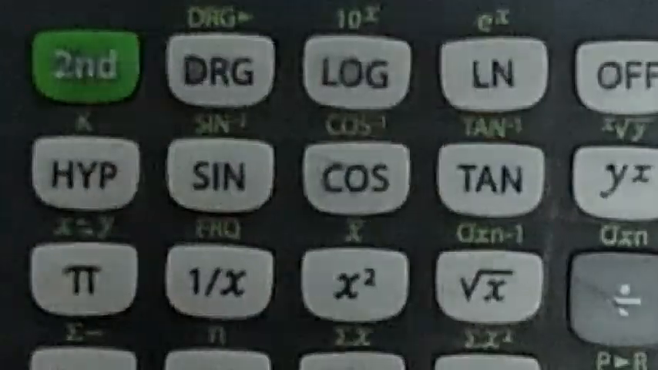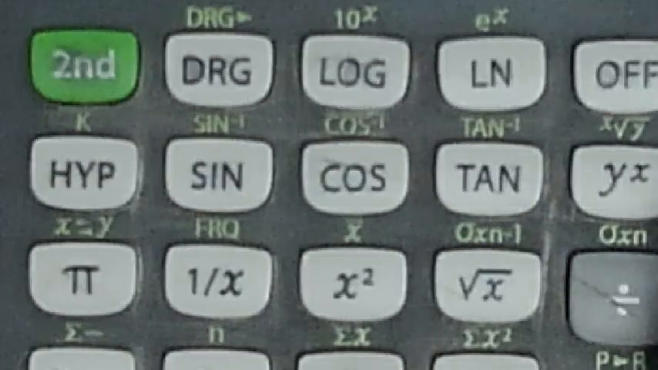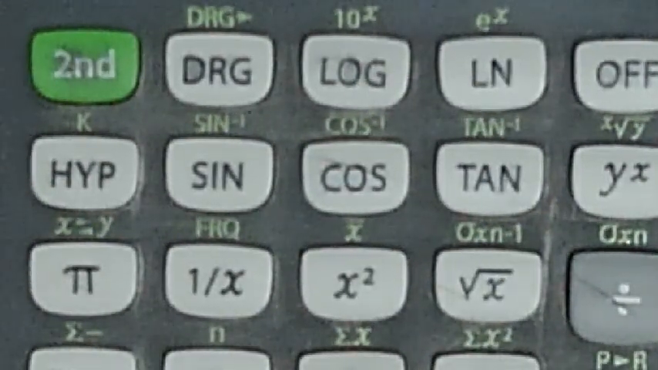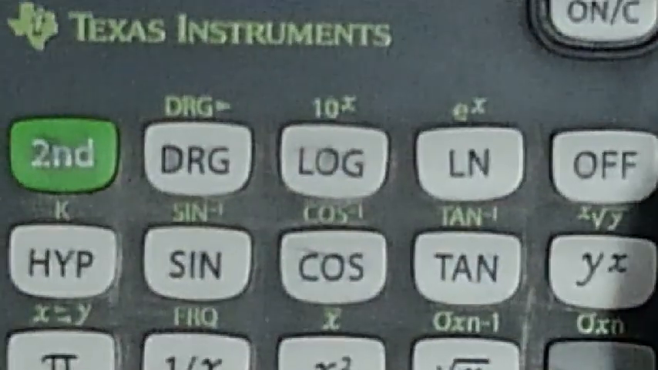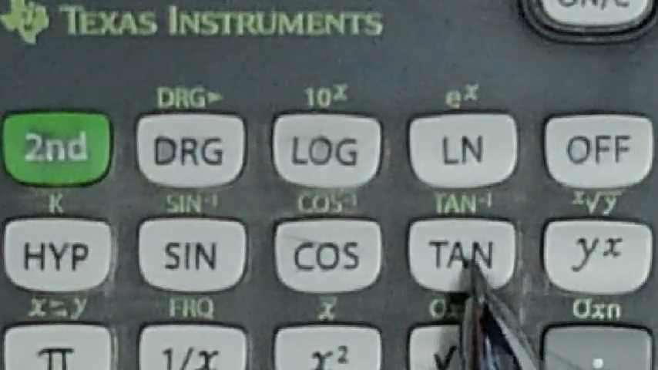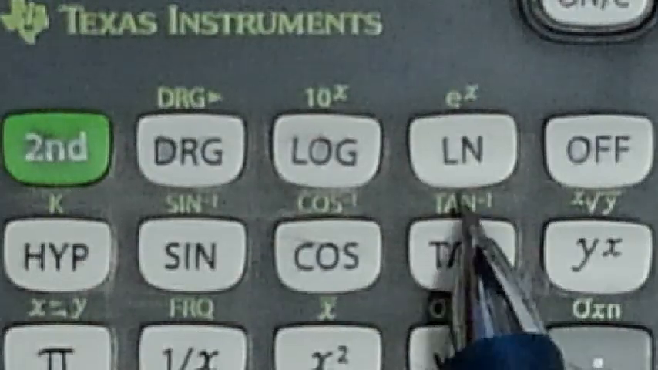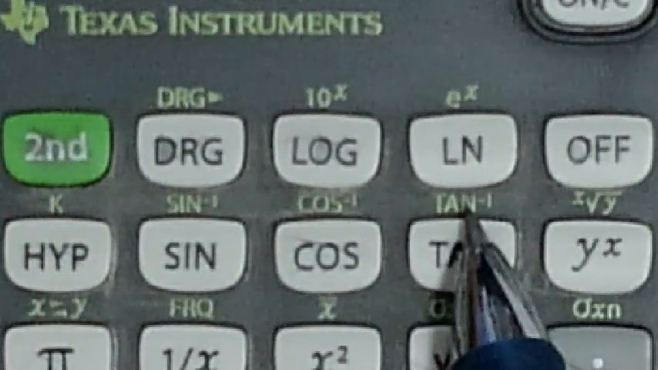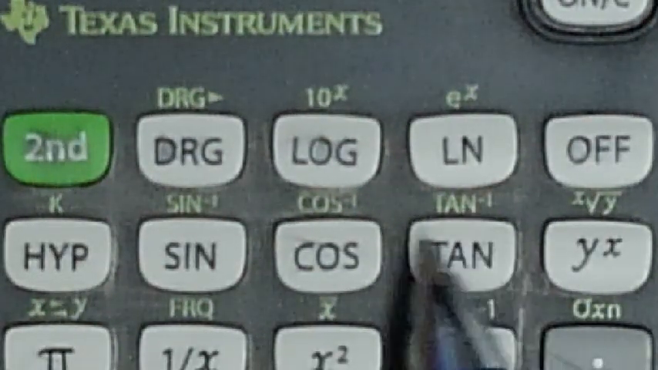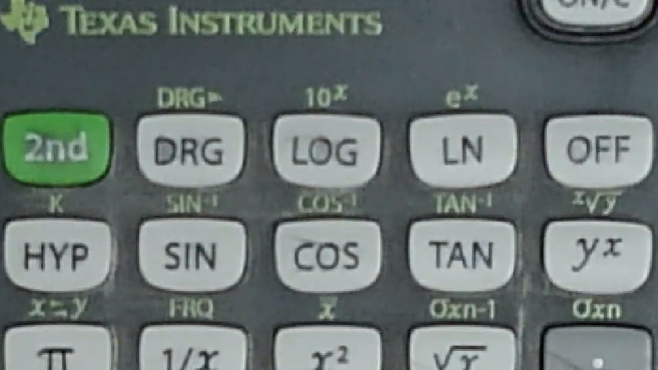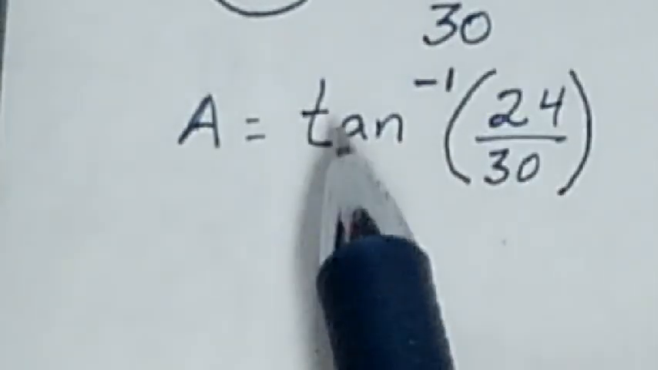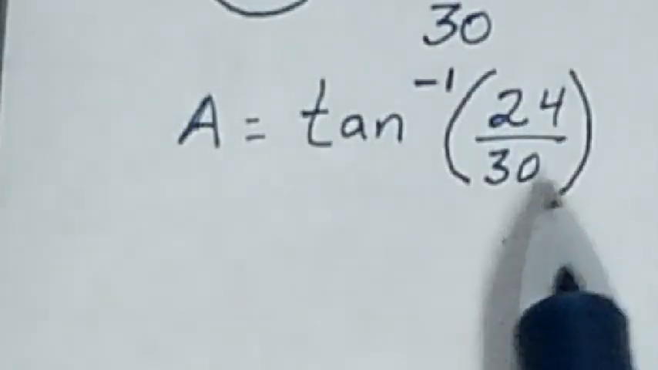Every button on this calculator has a secondary function. Every button on this calculator has a secondary operation that it can perform. The secondary function of the tangent is its inverse, the inverse tangent. The secondary function of cosine is inverse cosine. And since our problem states we need to find the inverse tangent of 24 over 30, that's exactly what we're going to do on the calculator.